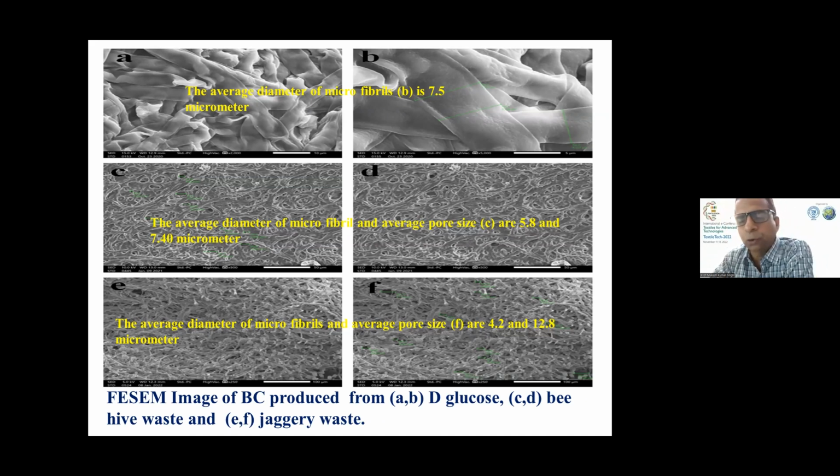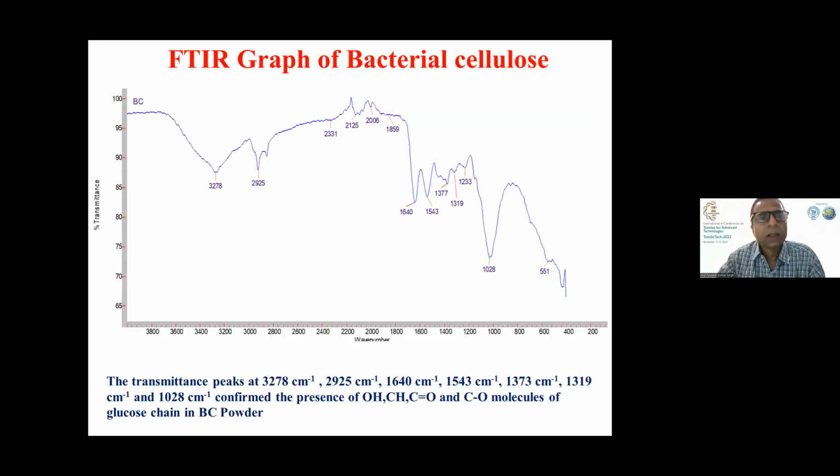So we have to try to optimize or to narrow this variation in further experiments. The FTIR graph of bacterial cellulose also confirmed the purity of bacterial cellulose because we got peaks at 3278, 2925, 1640, and these peaks are confirming the presence of OH, CH, CO molecules in the glucose chain of bacterial cellulose in powder form.